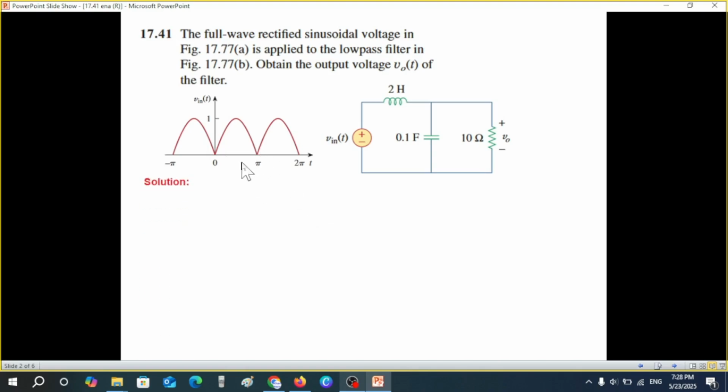Before we go to that, let's first find the time period. The time period T is equal to pi, from 0 to pi is one time period. Omega naught we know is 2 pi f or 2 pi over T, so it will be 2 pi divided by pi, which is 2. And omega n is n omega naught, so it will be 2n.